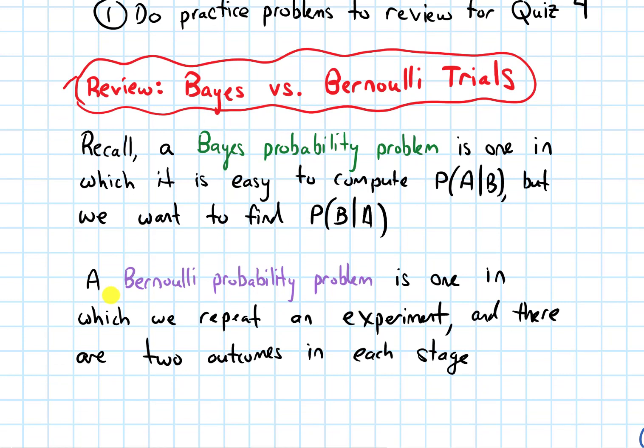So for example, suppose we did 10 coin flips. So we are repeating an experiment, flipping the coin 10 times. And we were interested in something like, let's say I wanted to find the probability of getting 6 heads. For each coin flip, there's two outcomes. Either I flip heads or I flip tails. And the fact that I'm repeating that thing several times makes this a Bernoulli probability problem.